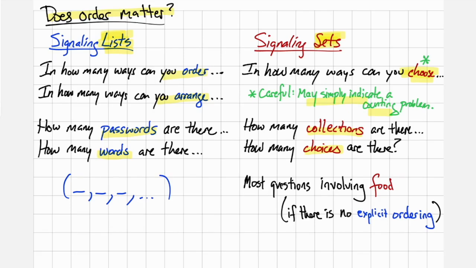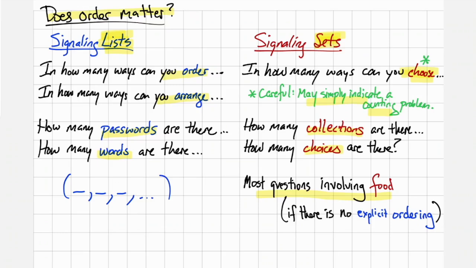And then be aware that most questions involving food are talking about sets. If you're ordering cookies, if you're ordering bagels, if you're going to McDonald's and ordering food, it doesn't matter how they place the food on the tray, and so that means we have a set, not a list.